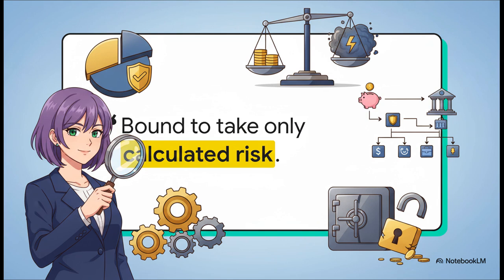Before we dive into the activity itself, jot this exact phrase down from the source notes. Bound to take only calculated risk. A bank's ultimate goal isn't just to hand out free money, but it's also not to avoid all danger. They are in the business of lending with calculated risk. That is the golden rule.